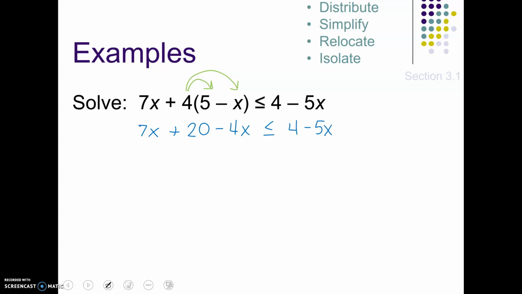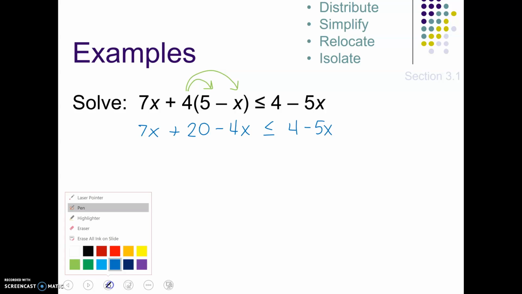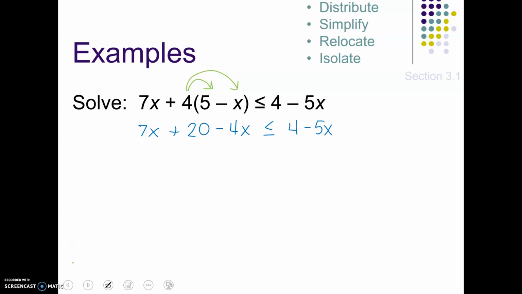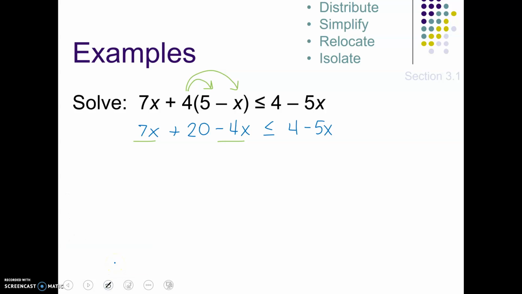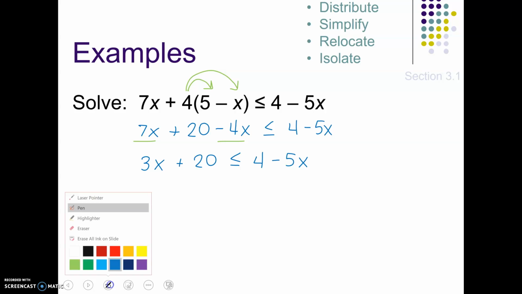So now my parentheses are gone, and I need to simplify each side. I can see in this case I have a 7x and a negative 4x on the left. Those are like terms, so I can go ahead and combine those. 7x minus 4x gives me 3x. I still have the 20 on that left side. And on the right side, there are no like terms to combine, so I'll just copy it again. So we've gotten rid of parentheses, and now each side is cleaned up.